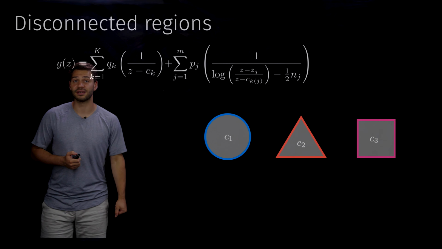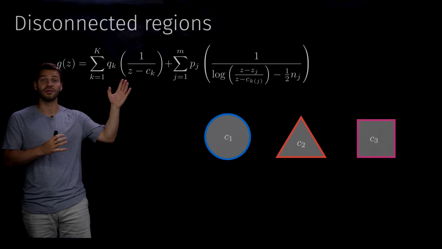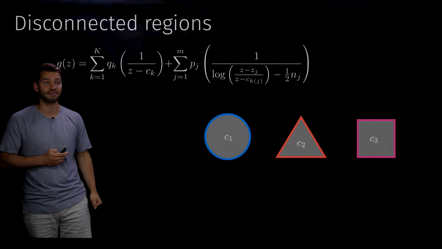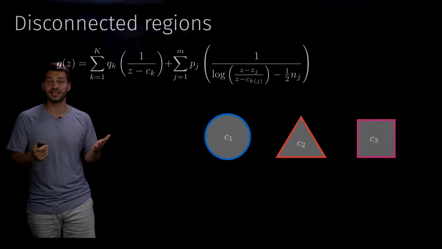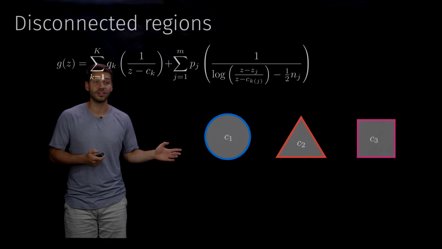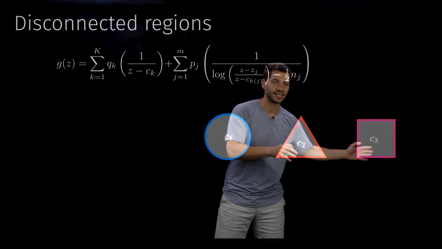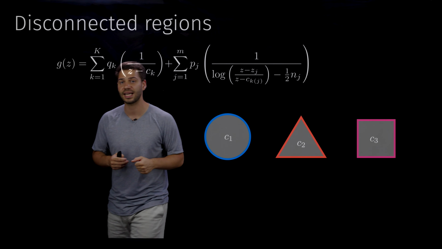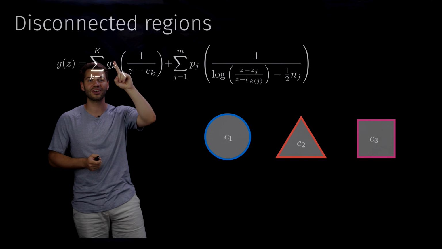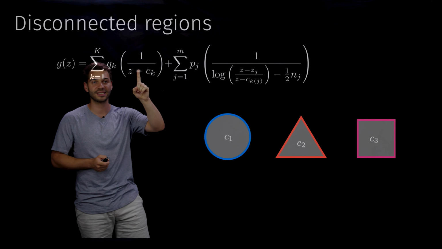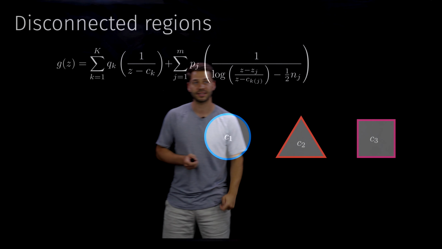We can also use this method to study disconnected regions, but we need to make a couple of changes to our representation for G. The first change is that we need to include additional Lorentz series terms. So we need new Lorentz series that are centered at each of these sets. So if we had these three sets and we wanted to compute the capacity exterior to all of them simultaneously, we need to include these Q polynomials or Lorentz series where CK is a point in the center of these sets.